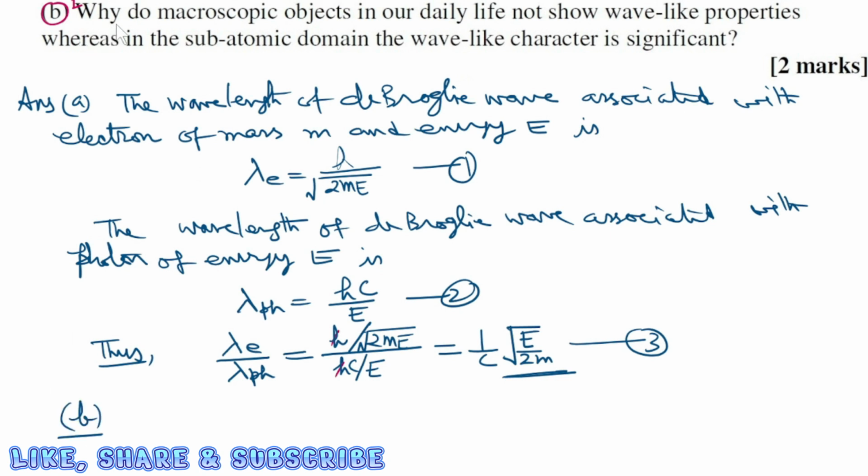Part B of the question is, why do macroscopic objects in our daily life not show wave-like properties, whereas in the subatomic domain, the wave-like character is significant? Answer to this question is, for the macroscopic objects in our day-to-day life, the wavelength of de Broglie wave is negligible compared to the size of the object, and hence these are not visible. However, in subatomic domain, the wavelength of the de Broglie waves is comparable to the size of the subatomic particles, and hence these are significant.